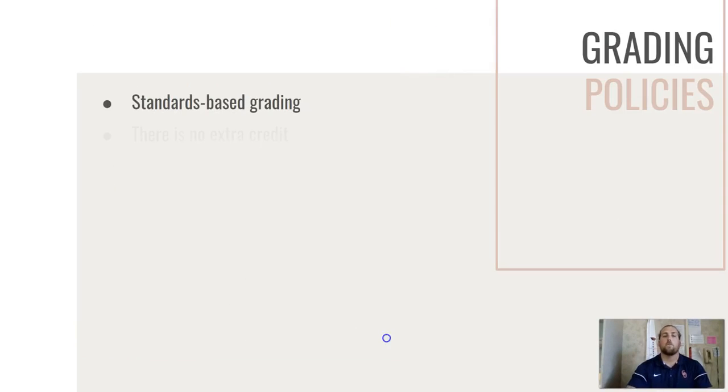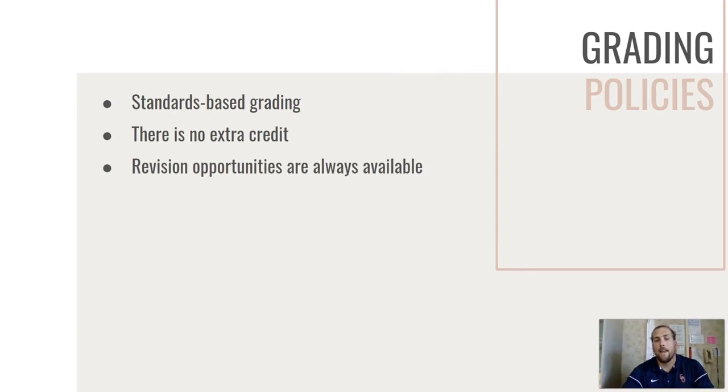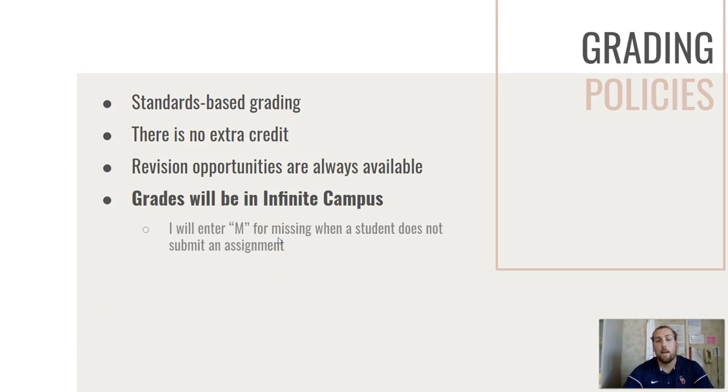So grading policies. We go on standards-based grading, which means there is no extra credit and revision opportunities are always available. So everything is in a weighted section of Infinite Campus, which will be up by the end of the week. And everything will be worth 4 points. It is graded on a 4-point scale, 1 being the worst, 4 being the best. And grades will be in Infinite Campus. I will not put anything into Canvas. Canvas only shows what is missing, but it will not be a grade. So Infinite Campus is what holds the grade.